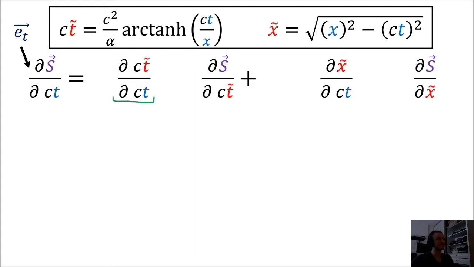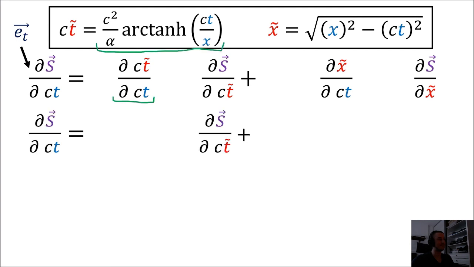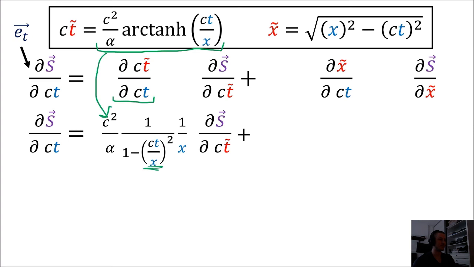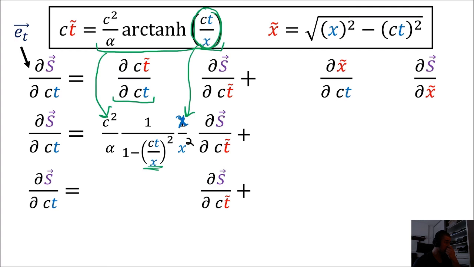This derivative with respect to ct involves a derivative of arctangent, which gives us 1 divided by 1 minus the square of the input. We also need to use chain rule to take the derivative of the input with respect to ct, which just gives us 1 over x. If we change this 1 over x to x over x squared and multiply through, then this becomes x over x squared minus ct squared.